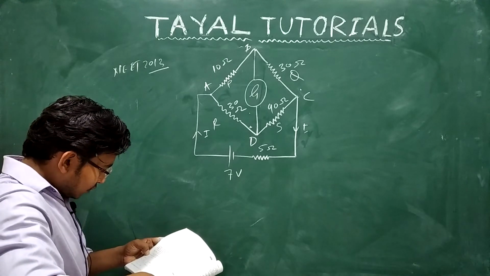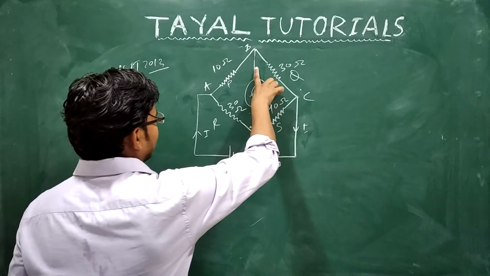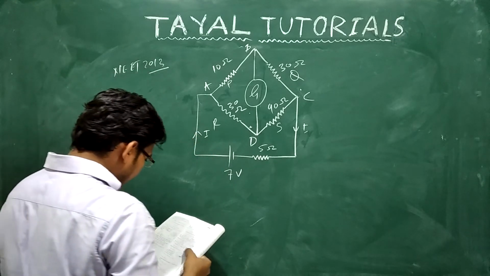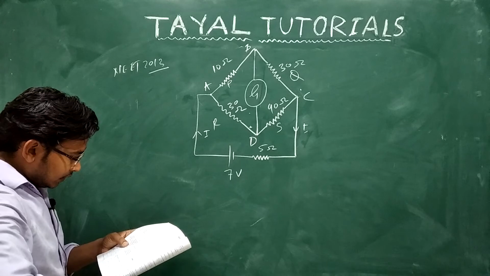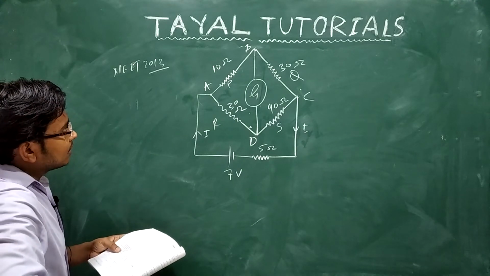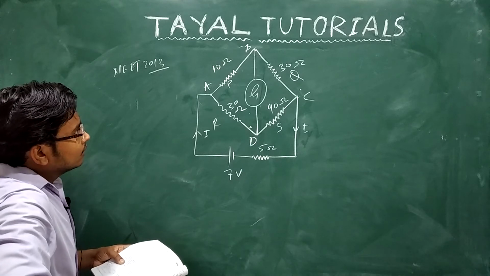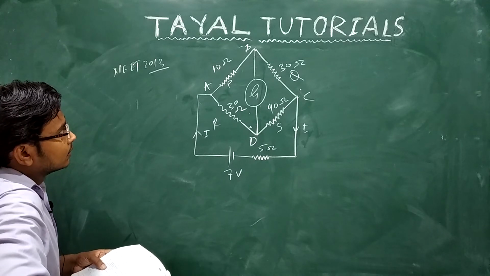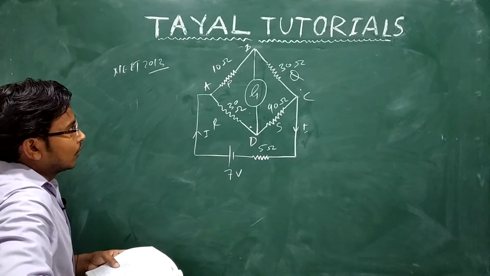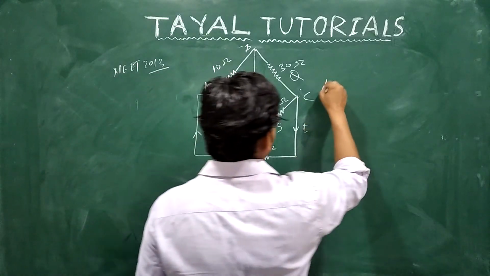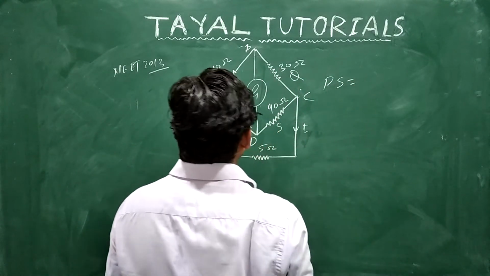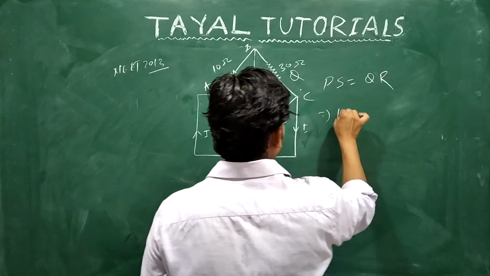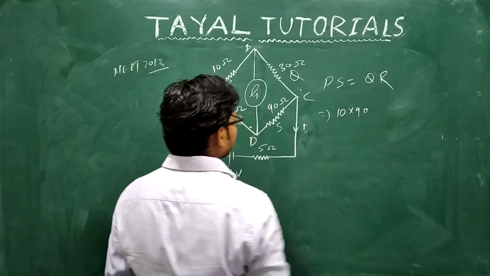So simply first I have to do what? I have to get the entire R equivalent, this one, and that too in series with this. Okay, if this happens, we can simply calculate that. So opposite arm resistances I am writing: 9 into 10, that will be your 900, 30 into 30, that will be your 900. Okay, you can simply write that P into S is equal to what? Q into R.